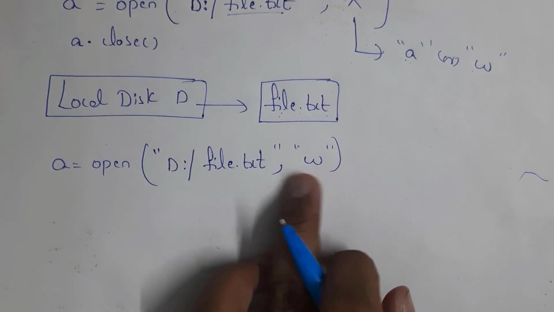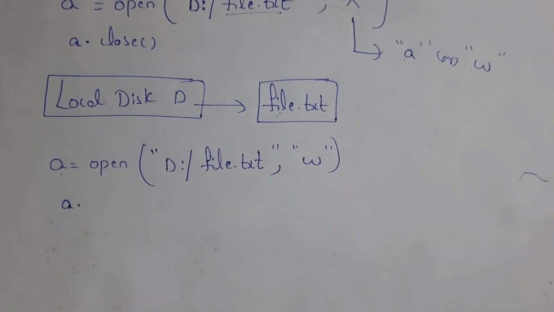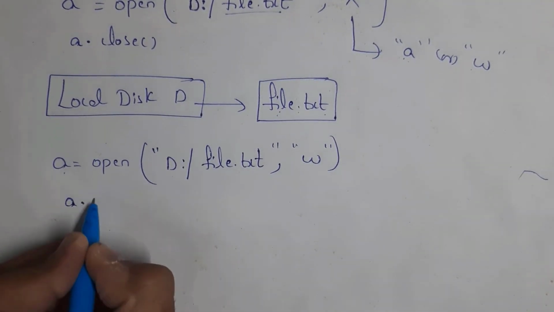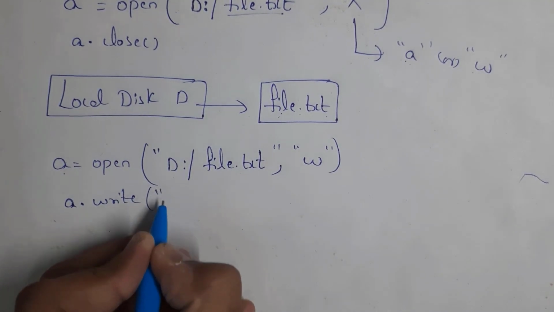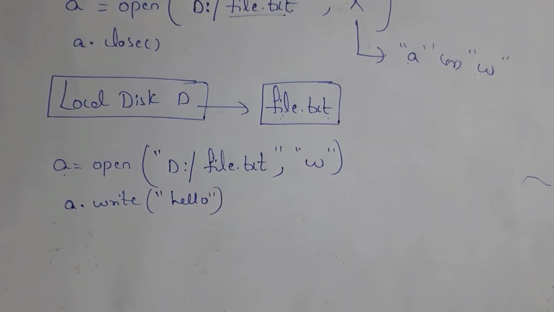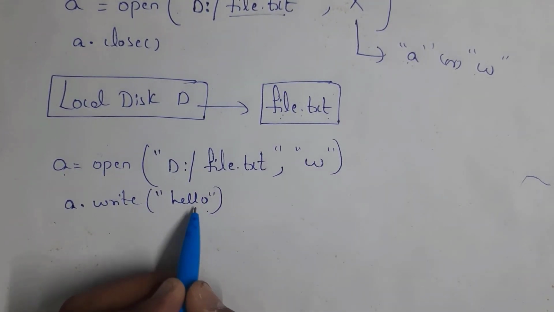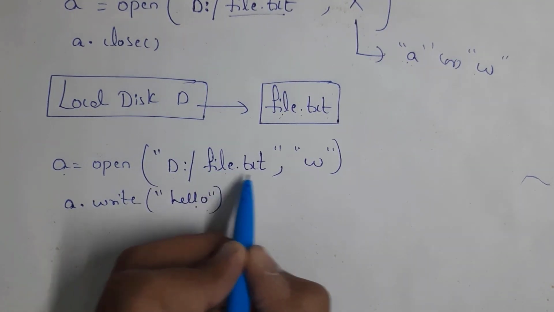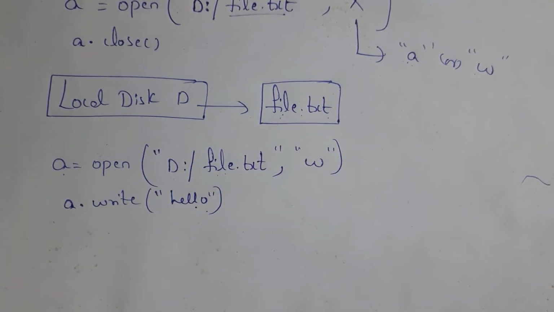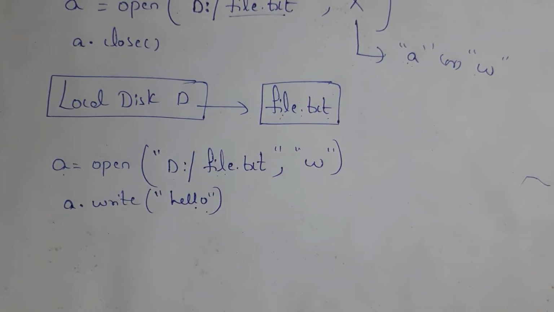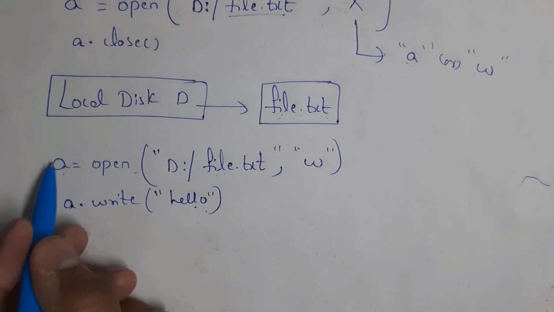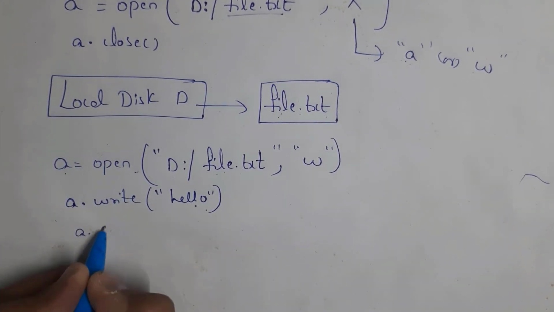So I open this file in write mode. My file is present in object a, so just write here a.write. By using the write method, we can add text into our file. Inside the write method, write the text, that is hello. Whenever you run this line of code, it will add the text hello into your file file.txt, which is present in local disk D. After performing this operation, at last we need to close our file. We can close our file by using the close method, and my file is present in object a, so just write here a.close.